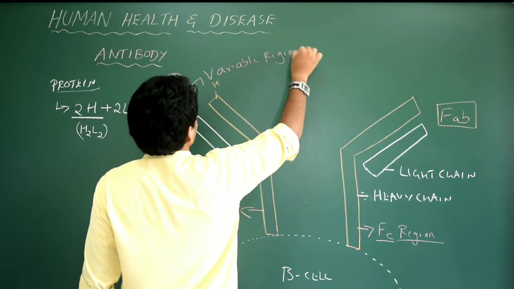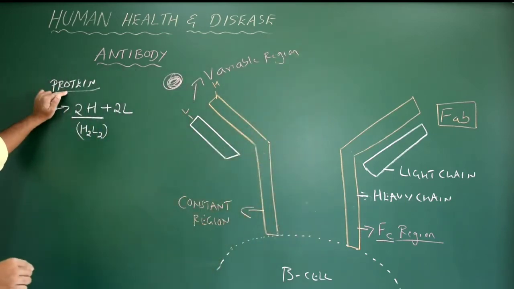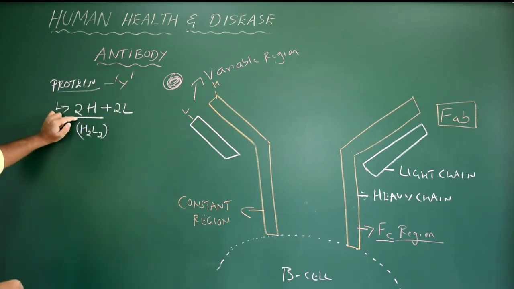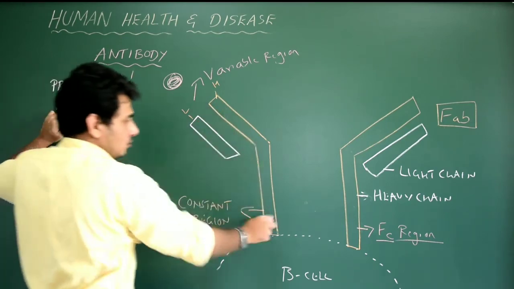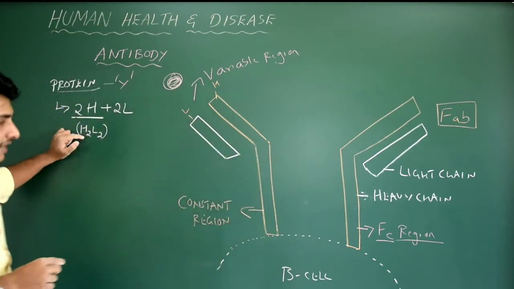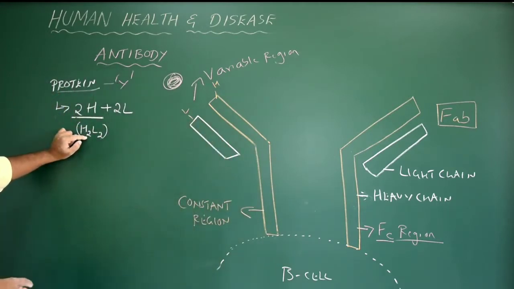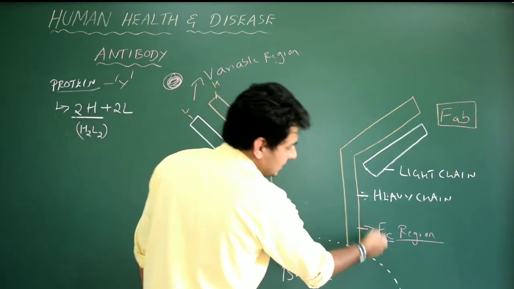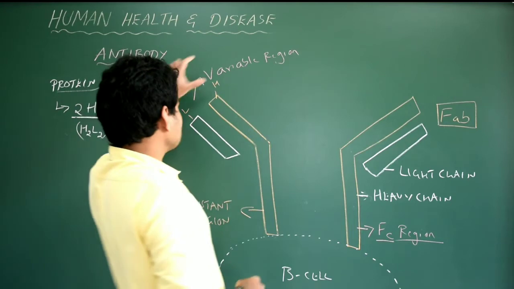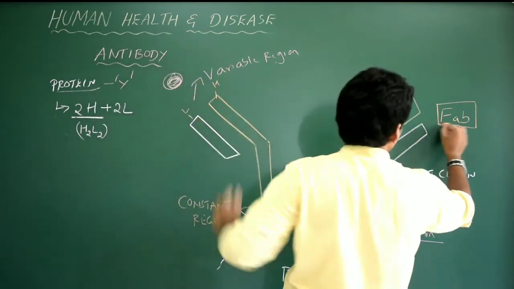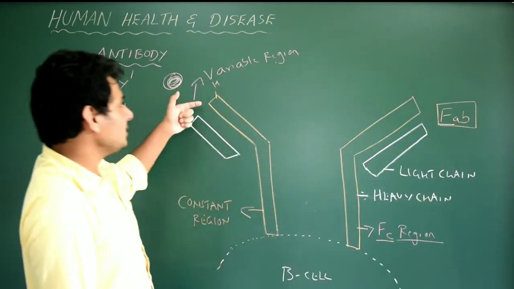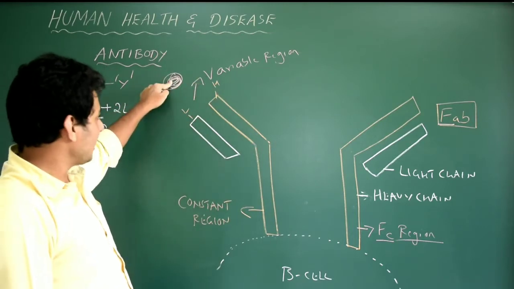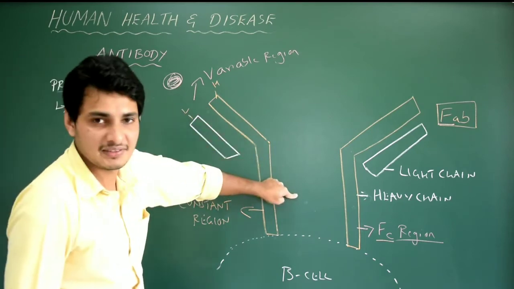Variable region. So antibody, which is a protein, which is a Y-shaped structure, mainly consists of two heavy chains and two light chains, and the formula is H2L2, easy. It has two regions. One is the constant region, also called the Fc region, and the other is the variable region, which is also called the Fab region. The variable region is the site where it binds to antigen. So antigen will bind to this region, not here.